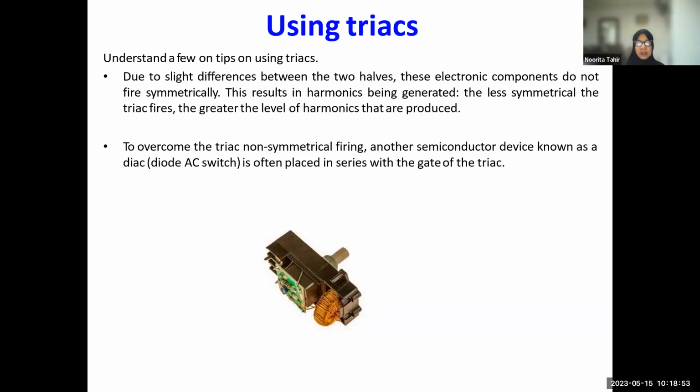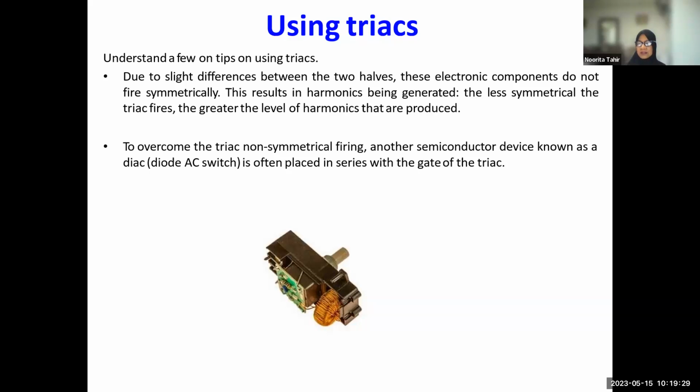Okay, harmonics being generated, so the less symmetrical the triac fires, the greater the level of harmonics that will be produced. You have to remember this, it will lead to harmonics. When it is AC, we cannot run from harmonics. We can never get perfect, zero harmonics. There will be some harmonics there. So it is not normally desired to have high levels of harmonics in a power system, and as a result, sometimes triacs are not favoured for high power systems.